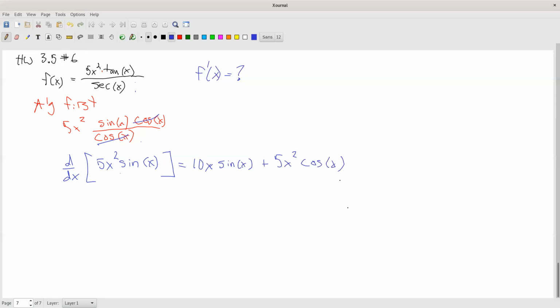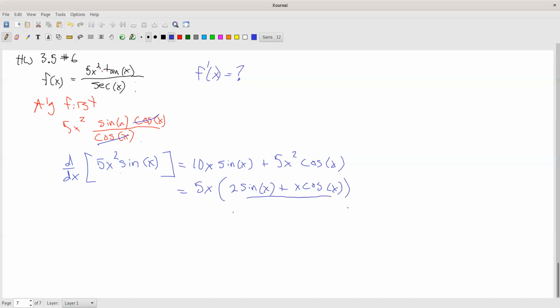Does that simplify a little, but not much? I could pull out a 5x. So 5x goes into 10x, leaving a 2, and the sine is still there. And then 5x goes into 5x squared, leaving an x and the cosine. So is that much less ink? Not really. So either of these two answers is good. And there's not much I can do with this right here.